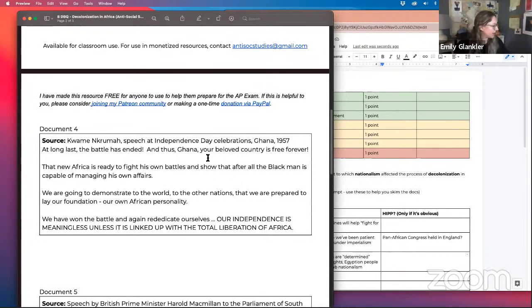And his speech says, at long last, the battle has ended. Your beloved country Ghana is free forever. New Africa is ready to fight. Show that after all, the black man is capable of managing his own affairs. Demonstrate to other nations that we're prepared to lay our own foundation, our own African personality. Our independence is meaningless unless it is linked with the total liberation of Africa.